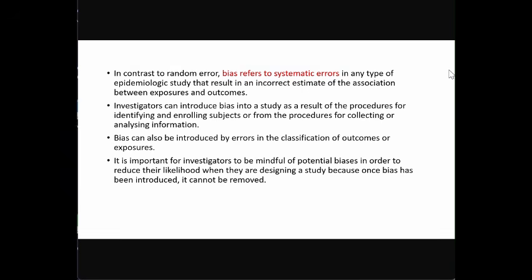In contrast to random error, I told you random error is chance, anything that occurs as a result of chance. Bias refers to systematic error in any type of study that results in an incorrect estimate of the association between exposure and outcome. So whenever a study is biased, it gives an inaccurate estimation between exposure and outcome.